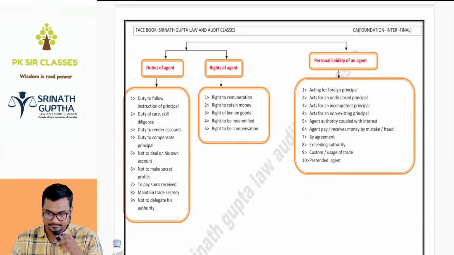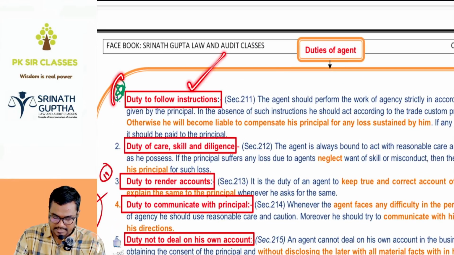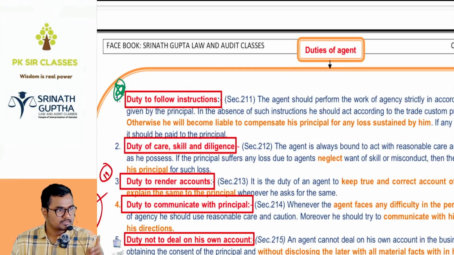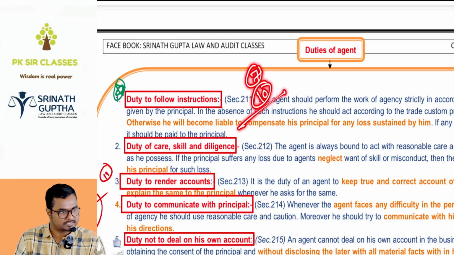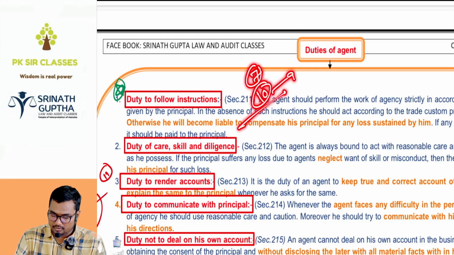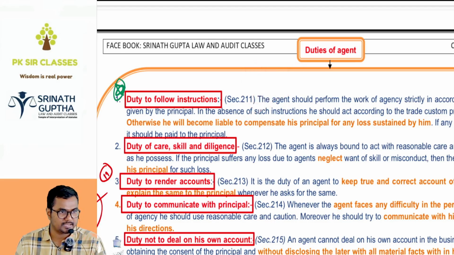Rights and duties of the agent. First one, duty to follow the instructions. This came once in the exam, beta. So the agent has to follow the instructions of the principal. I said to the agent, we purchase the goods for 7 rupees, we sell them for 10 rupees, profit 3 rupees. But she sold the goods for 9 rupees. How much loss am I getting? 1 rupee. So she has to compensate me, the agent has to compensate.